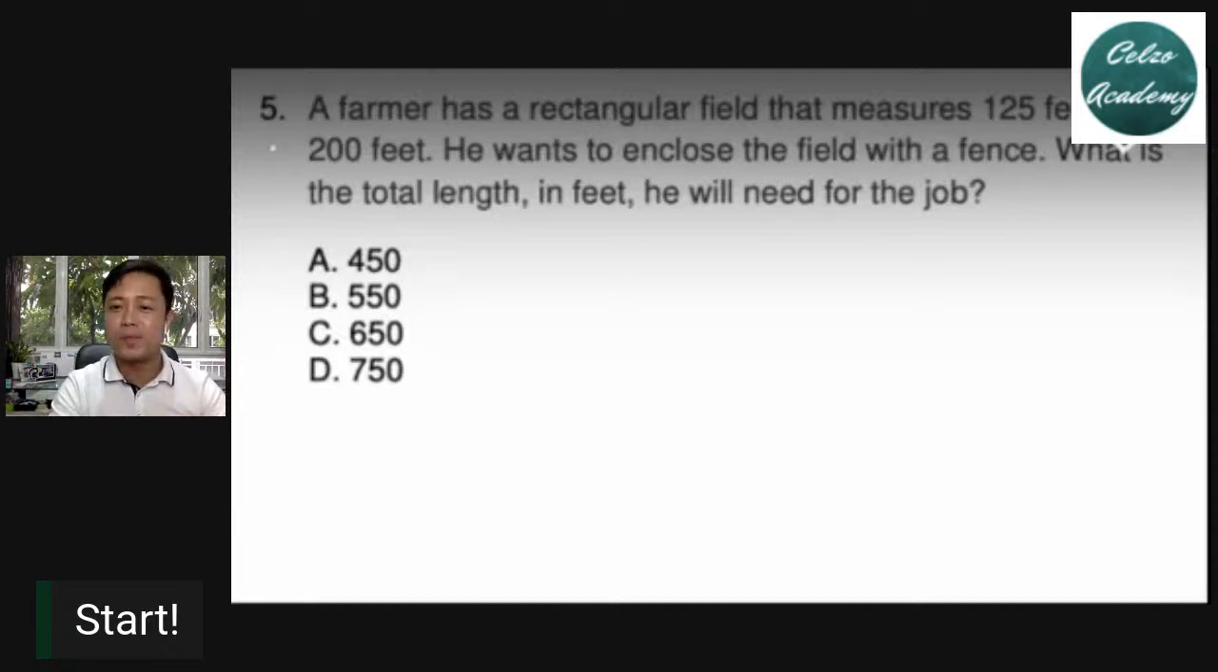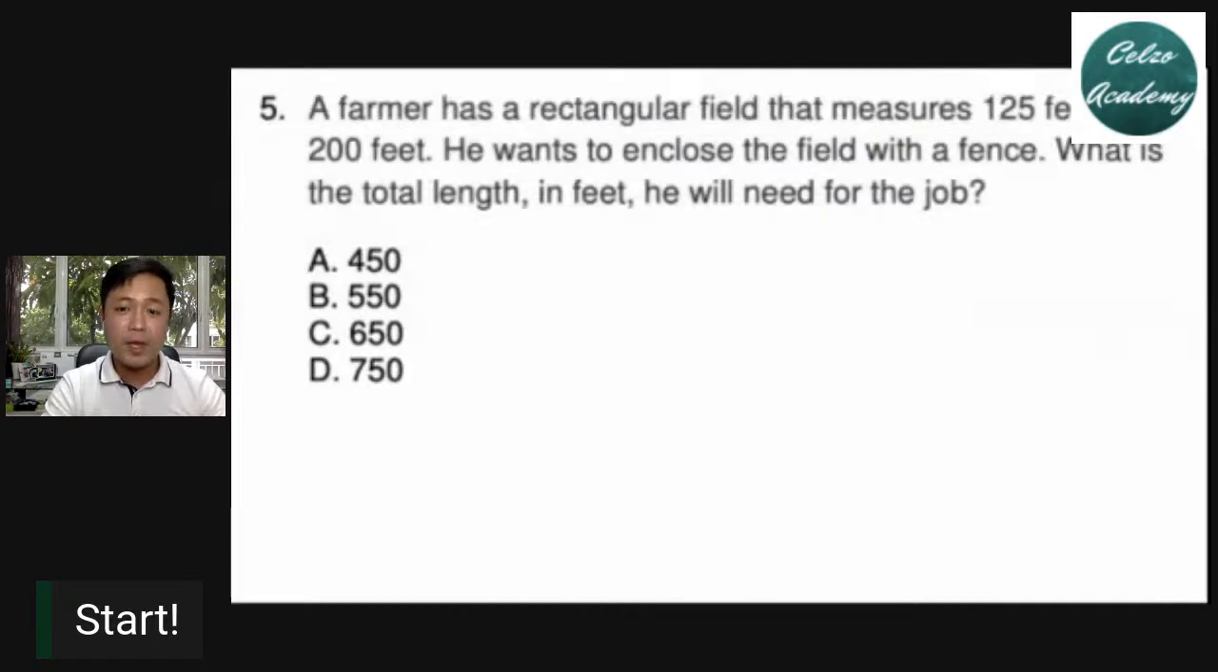That's not true. All right, a farmer has a rectangular field that measures 125 feet by 200 feet. He wants to enclose the field with a fence. What is the total length in feet he will need for the job? So in this problem, we're solving for the perimeter because we need to enclose the field with a fence. Okay. So when you're solving for the perimeter, this means that you're simply adding the sides of a polygon.